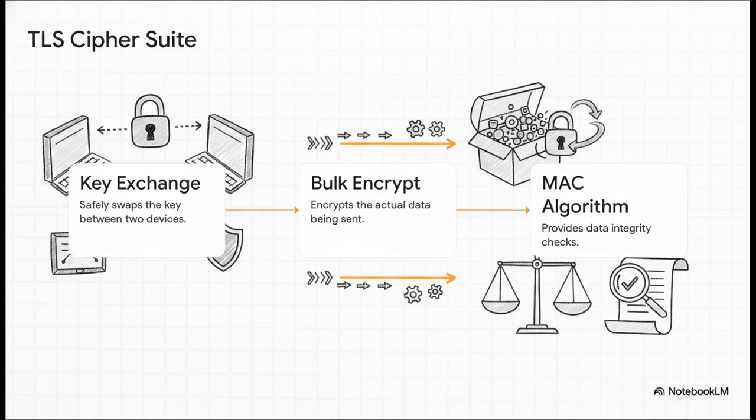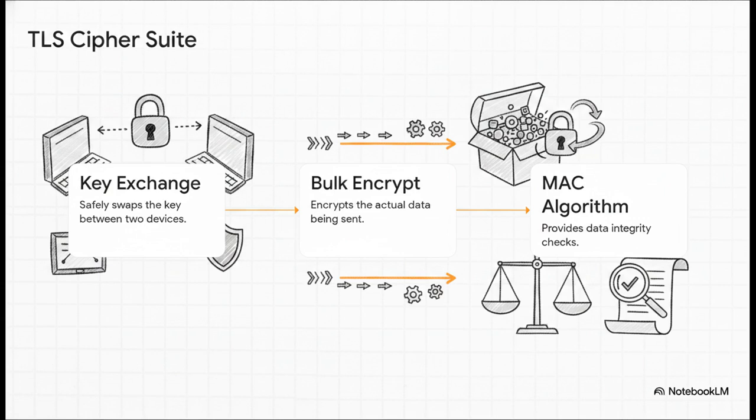A cipher suite brilliantly combines three distinct tools. First, a key exchange algorithm. This handles the very delicate process of safely swapping the key between two devices. Once the key is safely exchanged, the second tool kicks in, the bulk encryption algorithm. This is usually a fast, symmetric cipher used to encrypt the actual heavy data being sent.